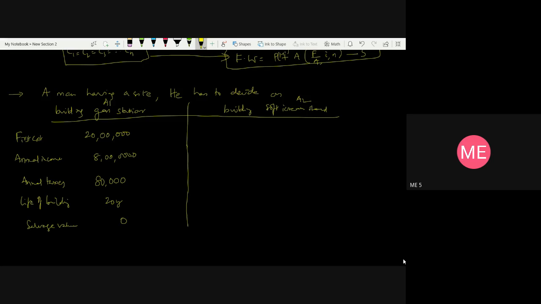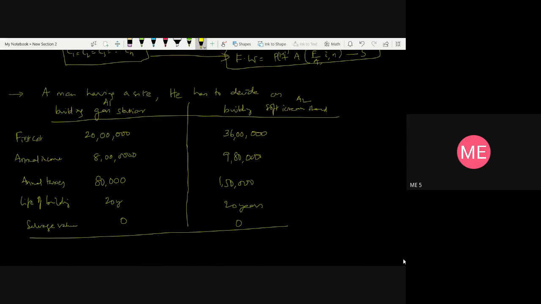And say the first cost in the case of building an ice cream plant, a small scale industry on that particular site, is that he wants to invest 36 lakhs for building a small ice cream industry. And then the annual income will be, say for example, 9,80,000, and there are taxes which need to be paid, so 1,50,000 annual taxes. Life is going to be the same, I am taking here. And the salvage value for this also is 0.